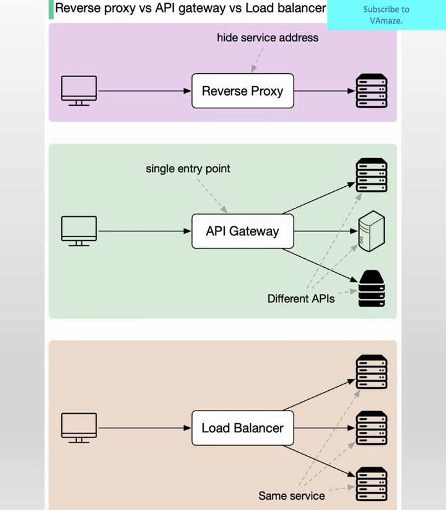Rate limiting. Control the number of requests per client or API key. Authentication and authorization. Validate credentials and permissions before forwarding requests. Microservices enabler. API gateways are particularly valuable in microservices architectures where a single client request might need to interact with multiple backend services. The gateway can orchestrate these interactions, handle service discovery, and present a unified interface to clients.